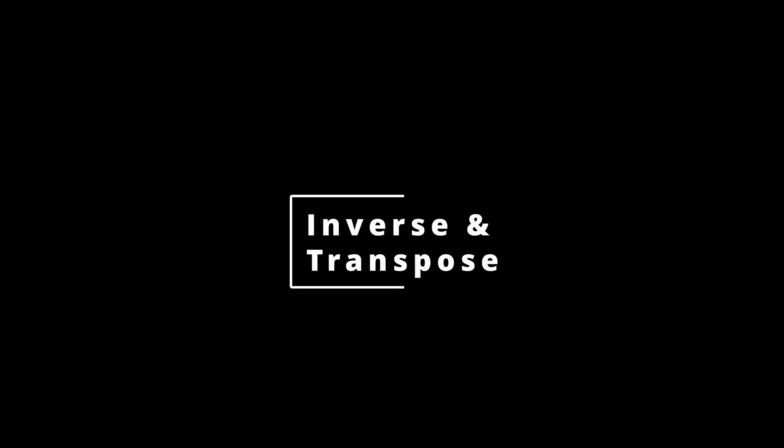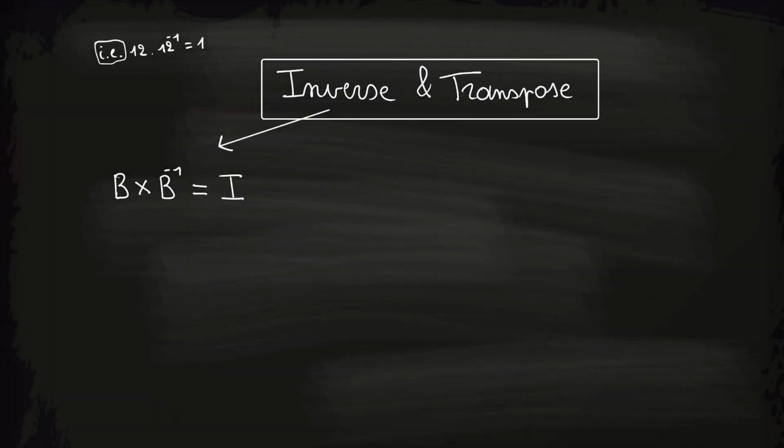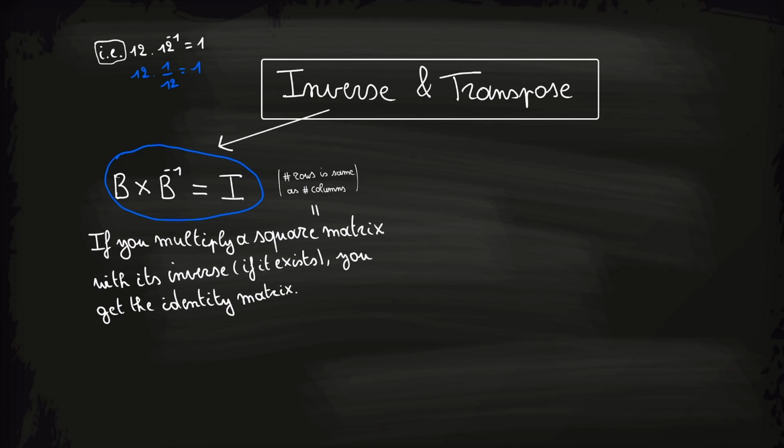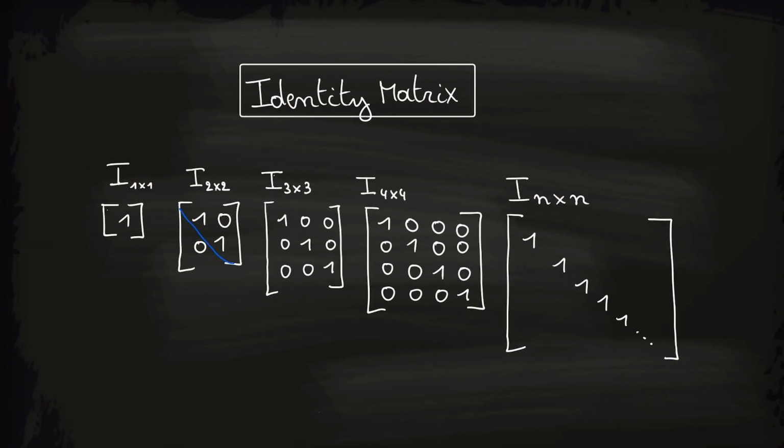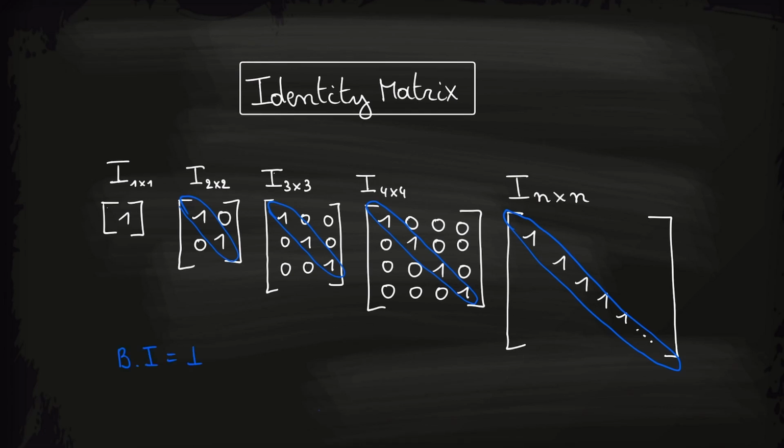Two crucial concepts in matrix algebra are the inverse and transpose. The inverse of a matrix, when multiplied by the original matrix, gives the identity matrix. With numbers, this means if you multiply 12 by the inverse of 12, which is 1 over 12, you get as answer 1. In matrices, if you multiply a square matrix with its inverse, you get the identity matrix. The identity matrix is denoted as I, and it just looks like this, with 1 on the diagonal and 0 everywhere else. The identity matrix is one of the only exceptions to the non-commutative rule of matrix multiplication, meaning that B multiplied by I gives you the same as I multiplied with B, namely just the matrix B.